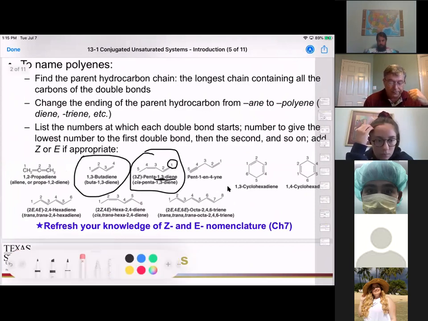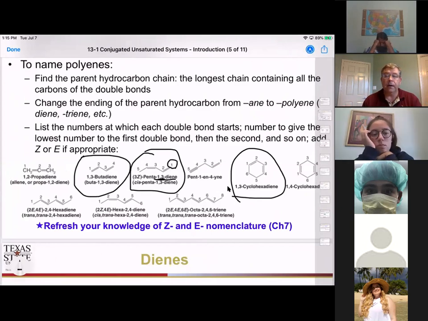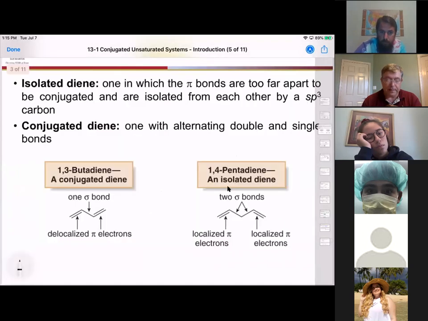If we have dienes in circular rings, we note that by saying cyclo, however many carbons we have, and then how many alkenes we have. So this would be cyclohexadiene right here. So go through the names and remember them. But the thing I want to go to now is the idea of the diene, okay?